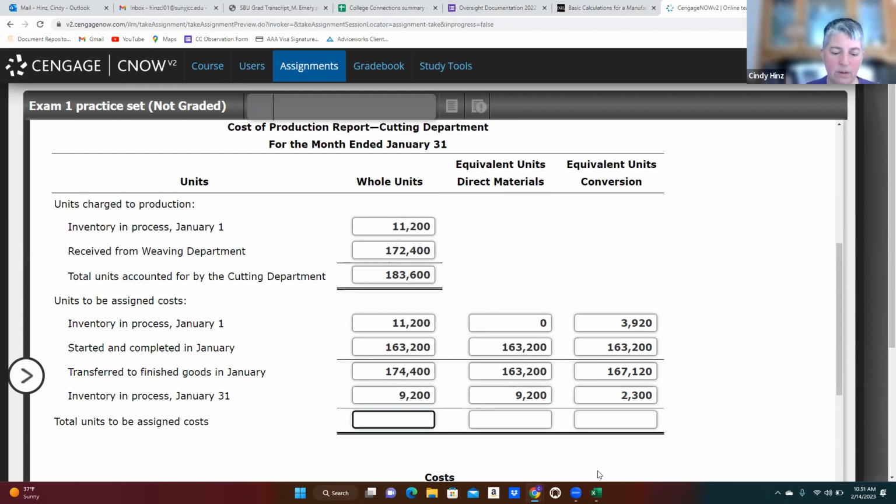Now I just need to do a little bit of addition here. Add those two lines. You'll notice that this number, 183,600, must be equal to this number. This number is the total units accounted for and must be equal to this number right here. Keep adding down, just the two lines just above. Okay. And so now we finished the first part of the report, and those are the unit calculations. So now we'll be able to, in the second part of the report, assign our costs to those units.